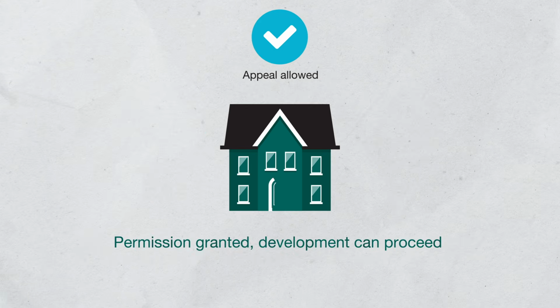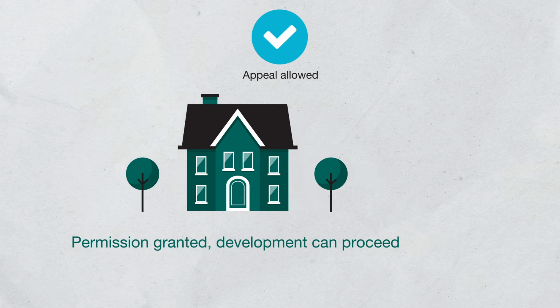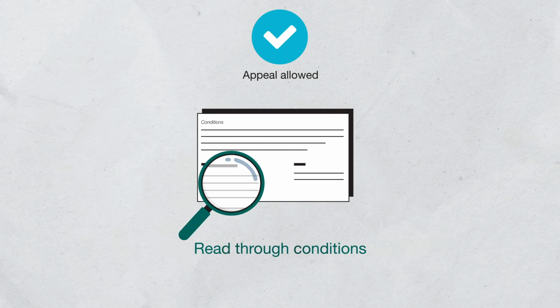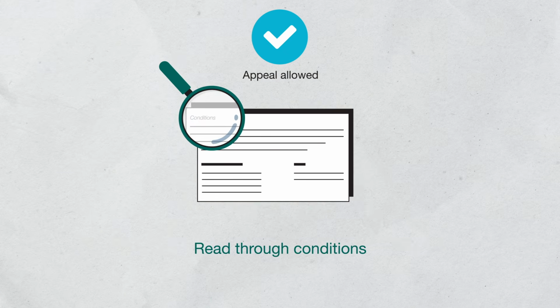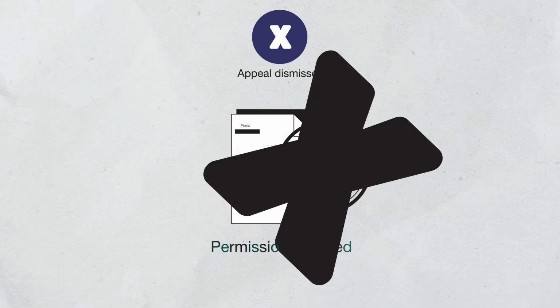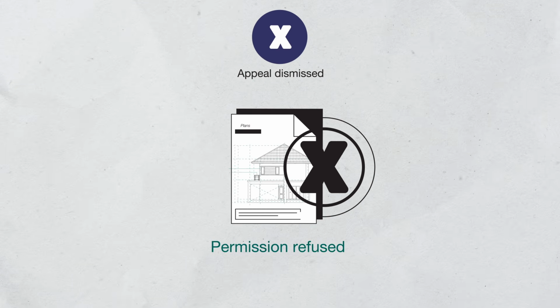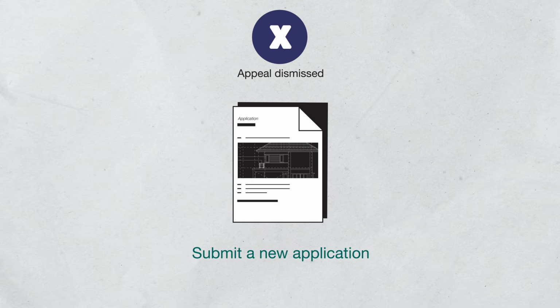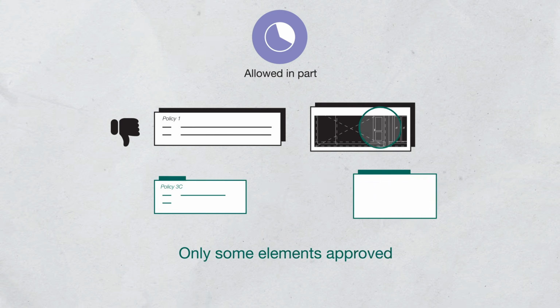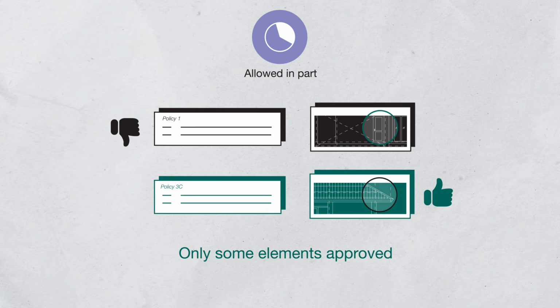Appeal allowed. Planning permission has been granted and development can proceed. There may be conditions, so be sure to read your decision carefully. Appeal dismissed. Permission has been refused and development can't proceed. In this case, you may need to submit a new application. Allowed in part. Some elements have been approved and others have not.